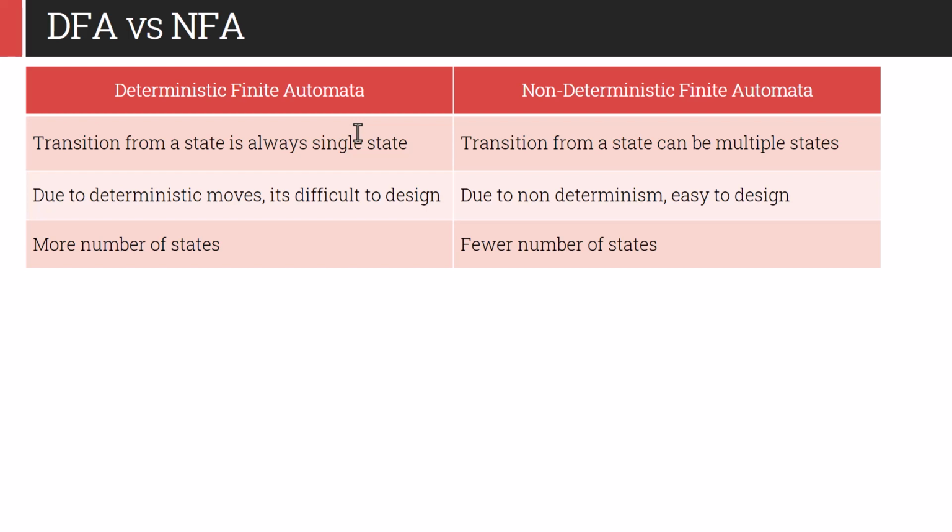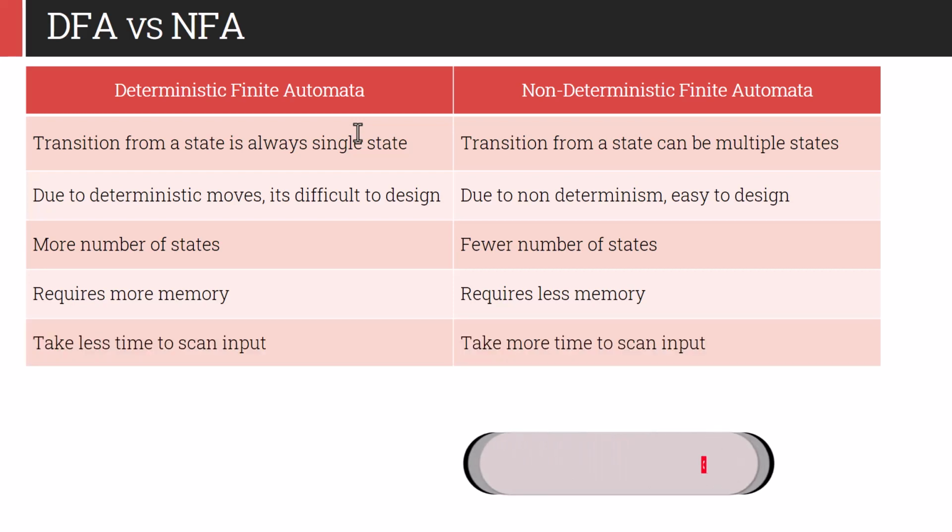DFA can have more states, whereas NFA would have fewer states. Once we construct an NFA and convert it into a DFA, the DFA could take many states. If the NFA has n states, the DFA can have 2 power n states. So the number of states or memory requirement of DFA is more compared to NFA. It requires more memory due to more states, and NFA requires less memory due to fewer states.